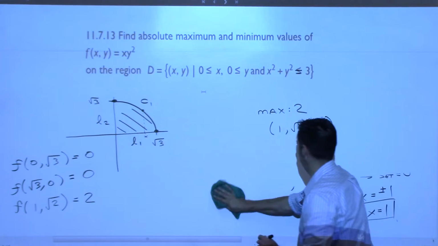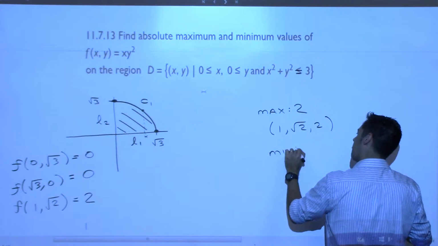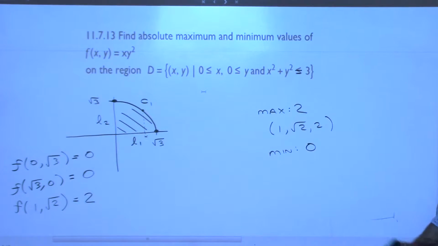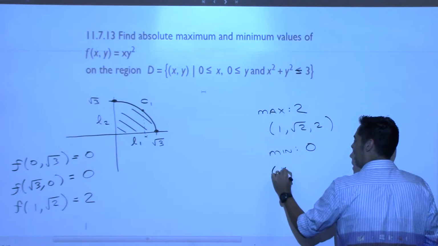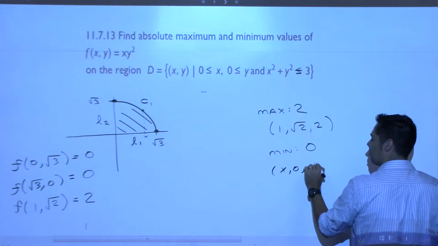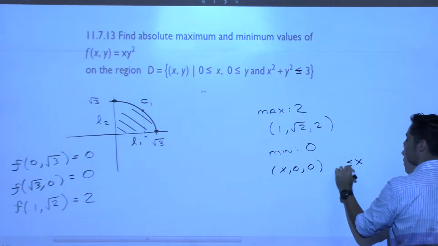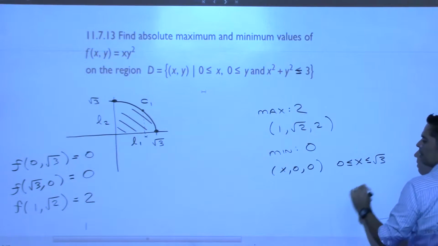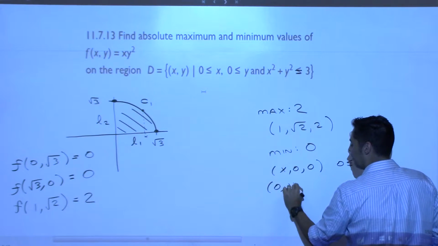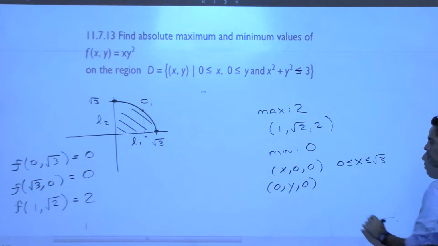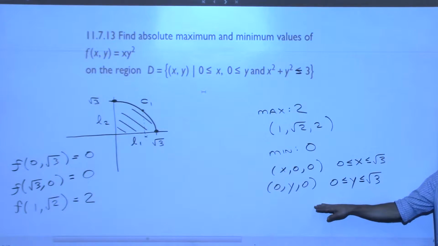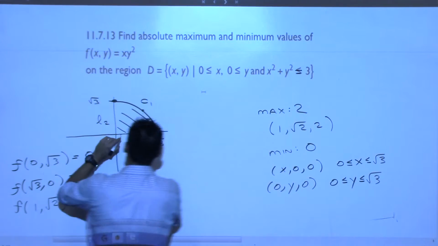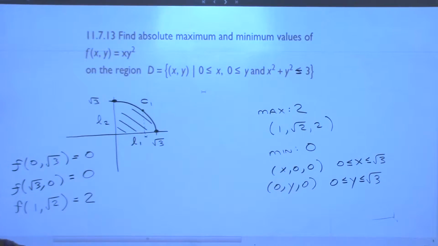What's the minimum value? 0. Where does it occur? It's a little more interesting, right? How do you answer that? Anywhere where you have x 0, you're going to get 0, right? As long as x is between 0 and root 3. And anytime you have 0 for x, and who cares for y, and as long as your y is between 0 and root 3, that's where you're going to get your minimums. So that's just how we say along this edge and along this edge. Make sense?